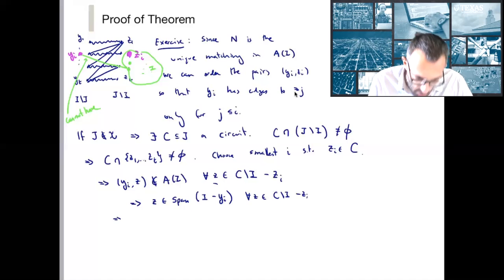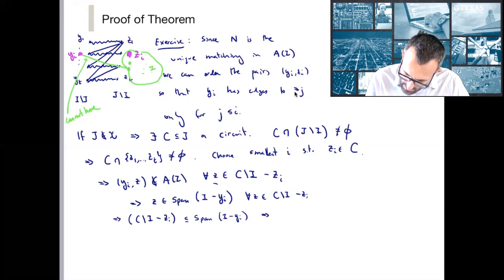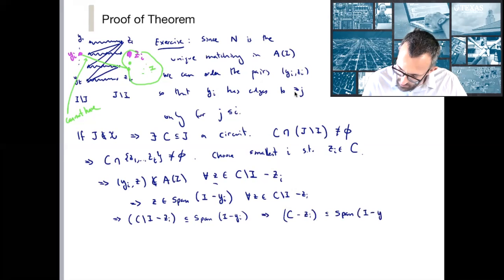I'm just rewriting this rather than asserting this for everything individually. This means that C minus I minus zi is a subset of the span of I minus yi. I'm just copying down the previous line, writing it differently. But this in turn means that the entire circuit minus zi is in the span of I minus yi.